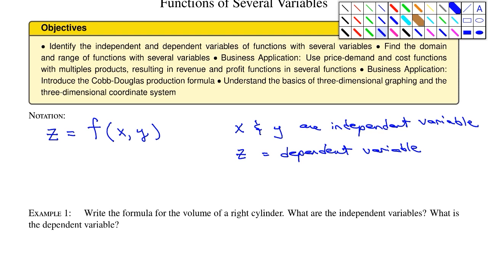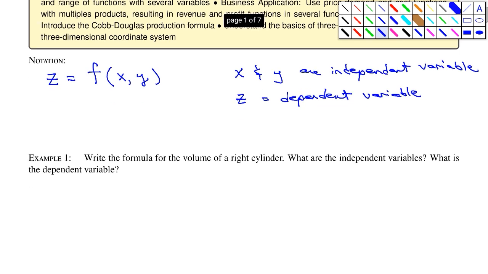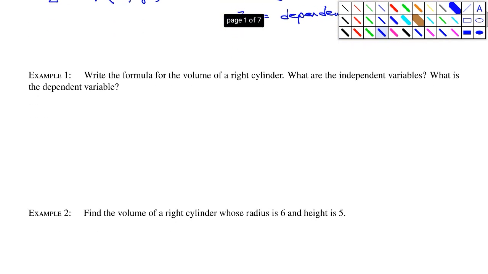Now that's just two independent variables and the dependent variable. But you can have more independent variables. You can have as many as you want. Let's take a look at an example that you're familiar with, but maybe that you haven't thought of in this context.